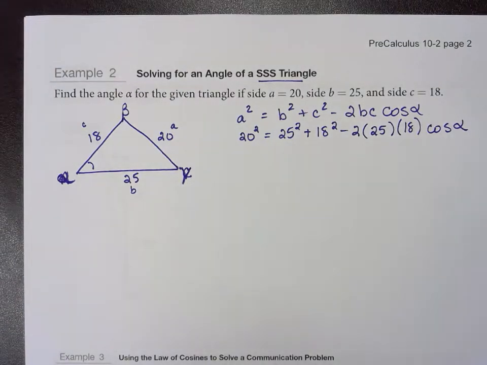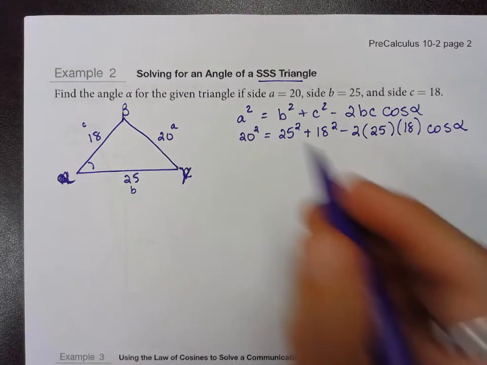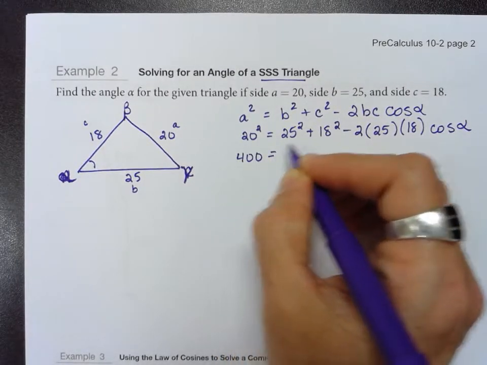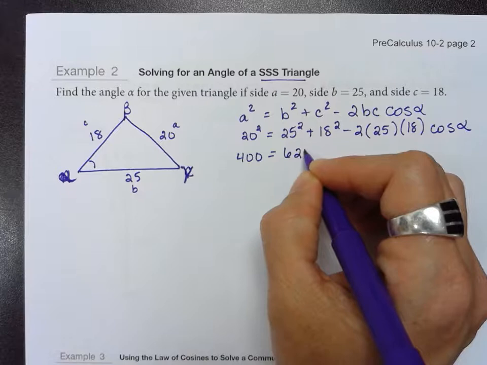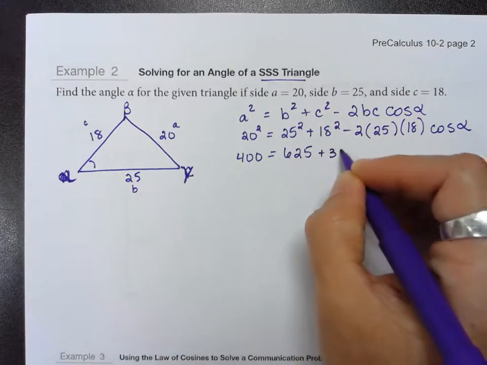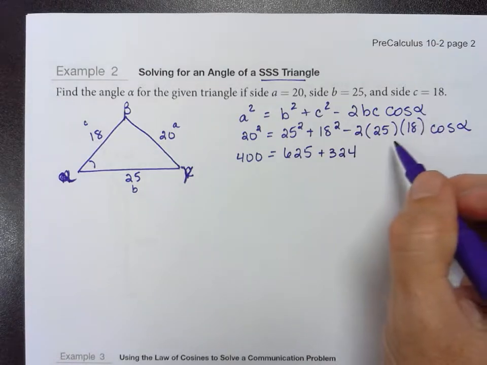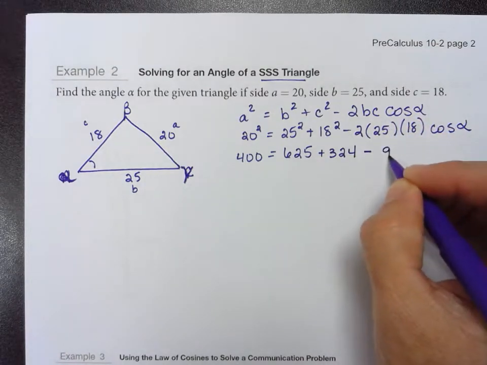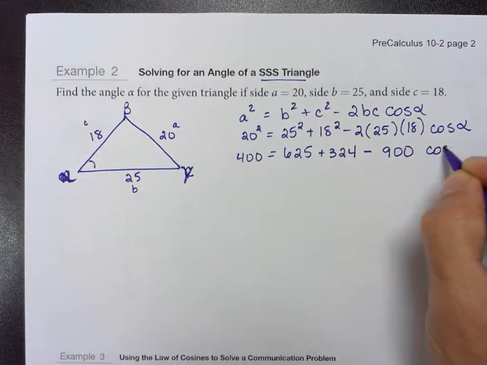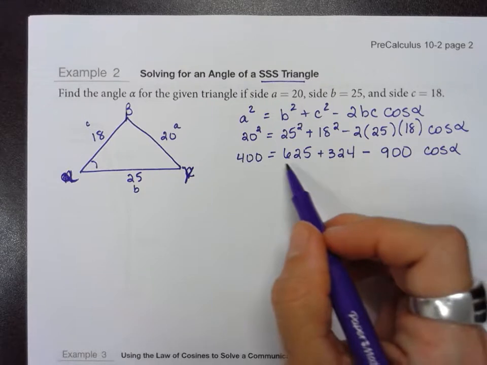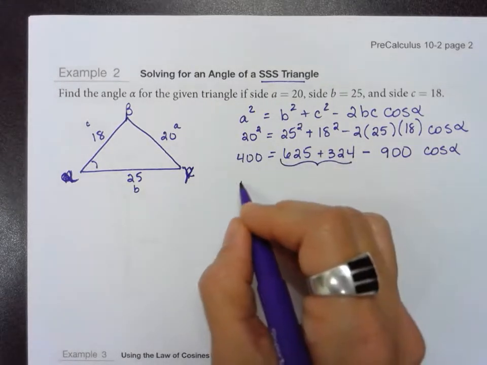So now we just have to work all these numbers out. So 20 squared is 400, 25 squared is 625, 18 squared is 324. Then you have 2 times 25 times 18. That's going to be 900. Okay, let's go ahead and combine these like terms.